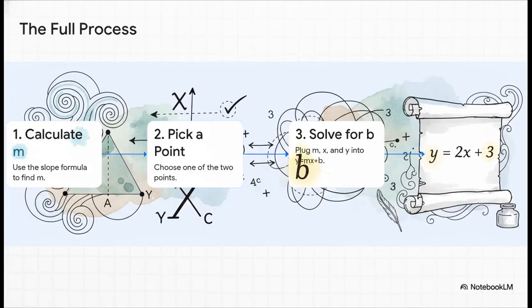Step 1, use that slope formula to find m. Step 2, just pick one of your 2 points, and hey, here's a little pro tip, always pick the one with the easier numbers. Why make it harder on yourself? Step 3, plug the slope you just found and your point's coordinates into y = mx + b and solve for b. And finally, step 4, the victory lap, write out your final complete equation. Just follow these steps, and I promise you can't go wrong.